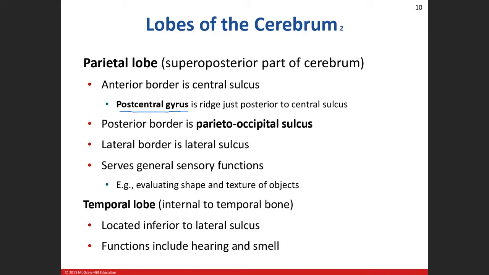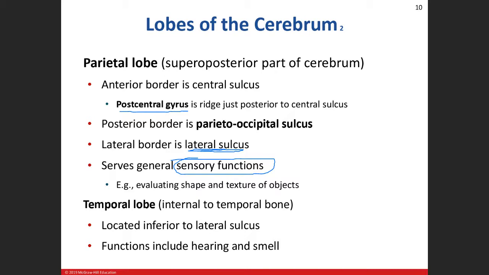If we go further back, all the way back to the back of the brain, you're going to see another sulcus there. It's called the parieto-occipital sulcus, and that separates the parietal lobe from the occipital lobe. And then again, we have the lateral sulcus, that will divide the temporal and occipital lobe from the parietal lobe. But think of the parietal lobe as having to do a lot of sensory functioning. A lot of sensory information gets relayed to this area. We'll talk about some of that. We'll talk about a lot of it, actually.